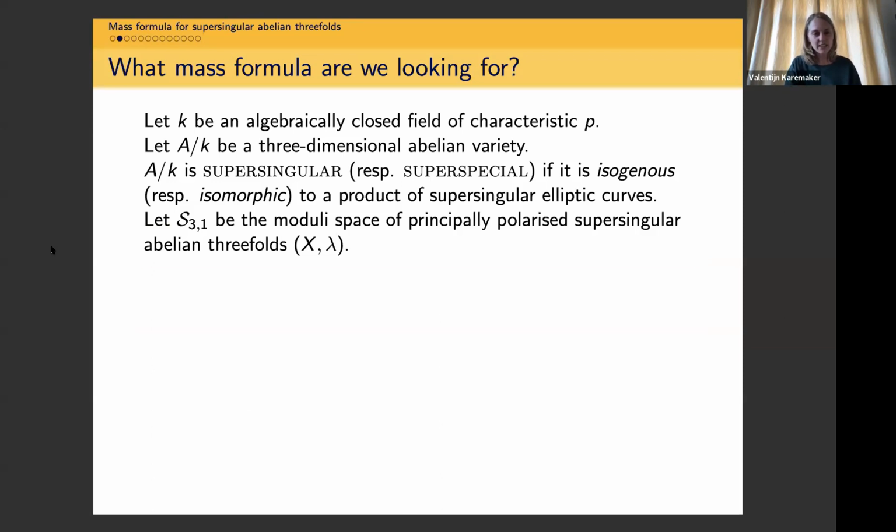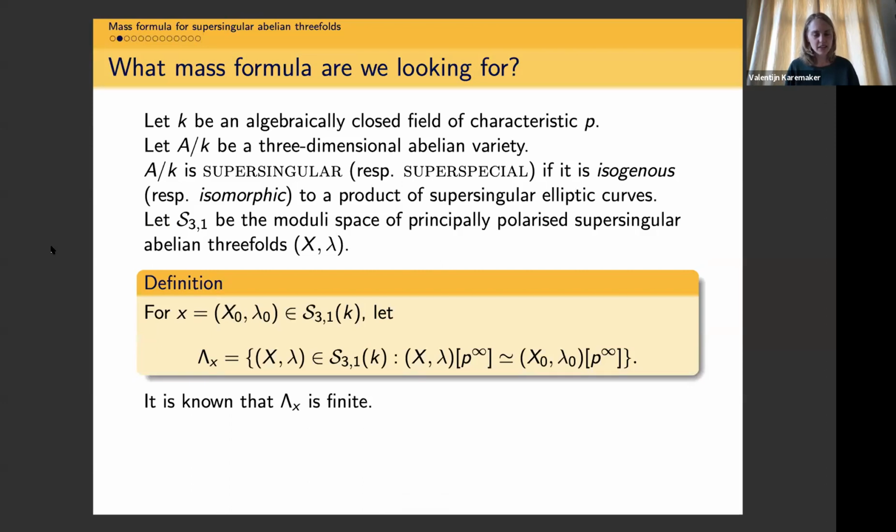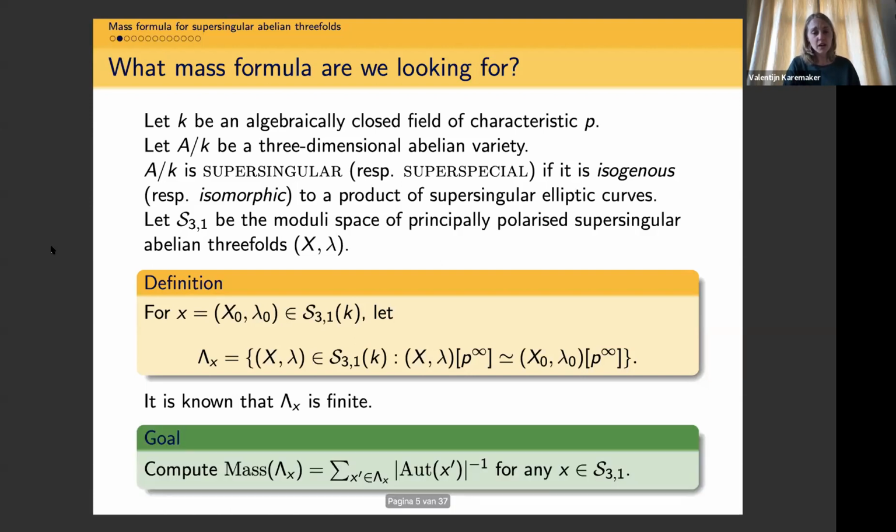And now what is our set S? That's going to be the set Λ_x here. So for any x in S_{3,1}, we let Λ_x be the set of all supersingular threefolds whose p-divisible group is isomorphic to the one that we started with. Note that for ℓ not equal to p, all the ℓ-divisible groups are Z_ℓ^{2g}, so they're already isomorphic. And you can think of this Λ_x as being some generalization of the superspecial locus. Now we know that this is finite, this is a result due to U. And so our goal will be to compute a mass of this Λ_x for any x in S_{3,1}.